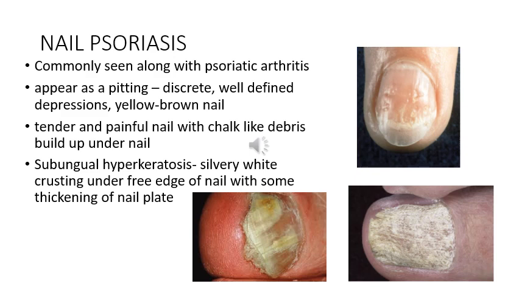You can see a kind of chalk-like substance which builds up under the nail. Another condition called subungual hyperkeratosis is a characteristic of nail psoriasis. Subungual means beneath or below the nail. Hyperkeratosis is abnormal growth or thickening of skin. So subungual hyperkeratosis is a characteristic of nail psoriasis. Silvery white crusting under the free edge of the nail. You can see under the free edge of the nail with some thickening of the nail plate.